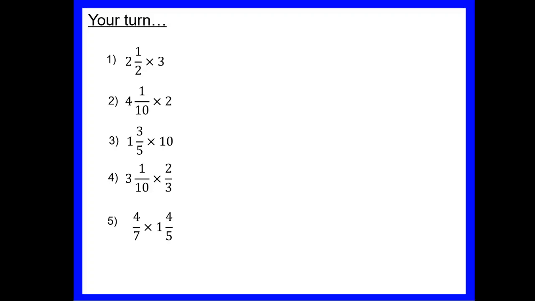Okay, let's have a look at the solutions for these then. So first of all, we're going to change our mixed number into an improper fraction and our integer into an improper fraction as well. So we get 5 over 2 times 3 over 1. Multiply the numerators, multiply the denominators, 15 over 2, and then we're going to change back to a mixed number. 2 fits into 15 7 whole times with 1 remaining back over the 2.